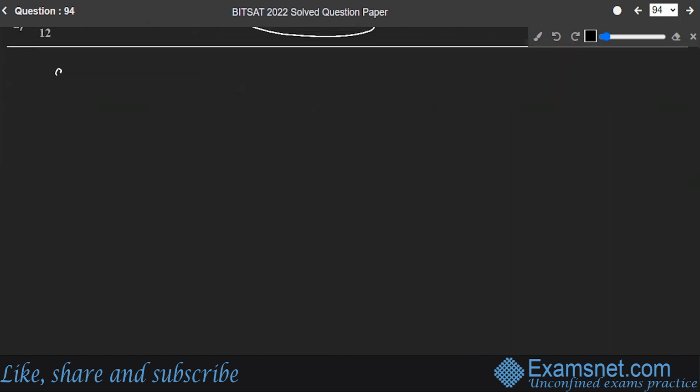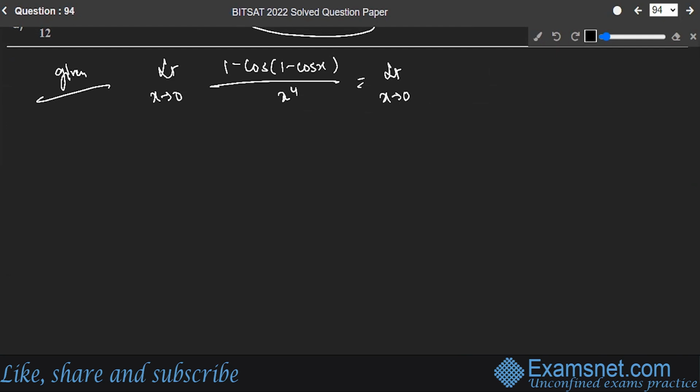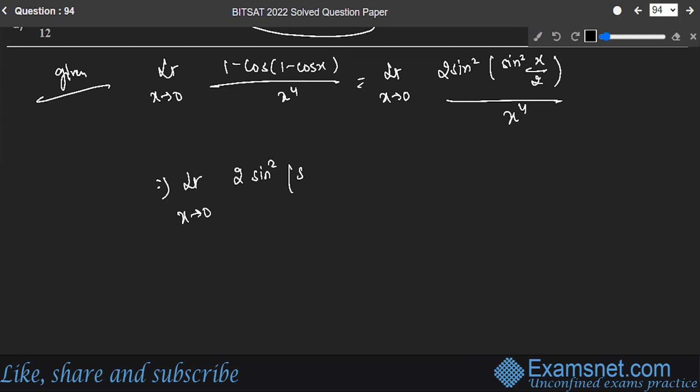You are given limit x approaching 0, 1 minus cos of 1 minus cos x divided by x power 4 is equal to limit x approaching 0 to sine square x upon 2 whole divided by x power 4. So here you have limit x approaching 0 to sine square x by 2.